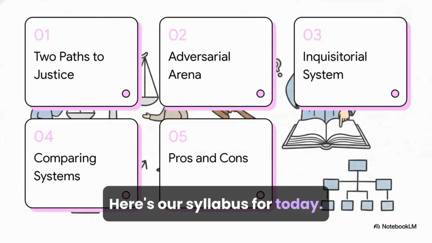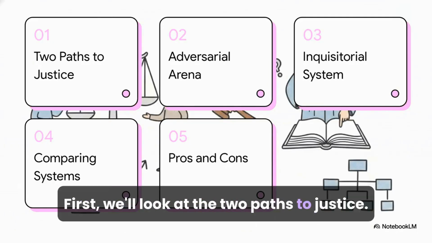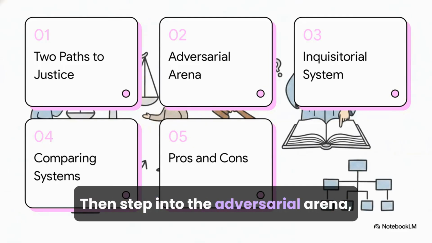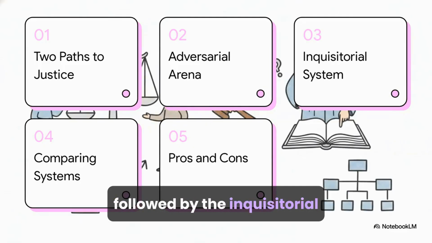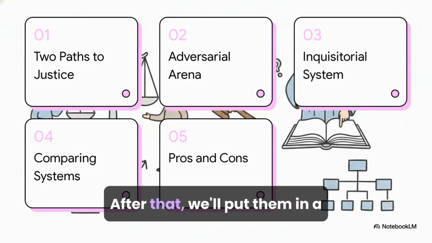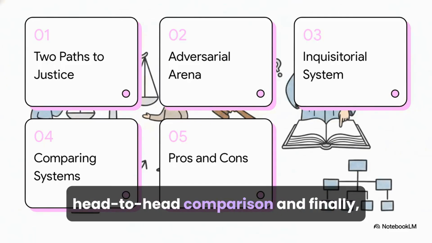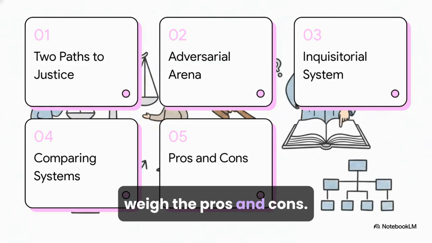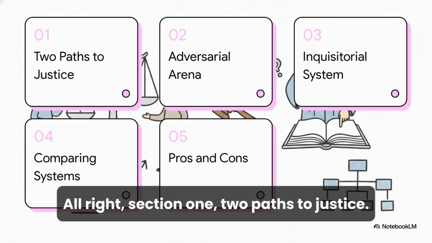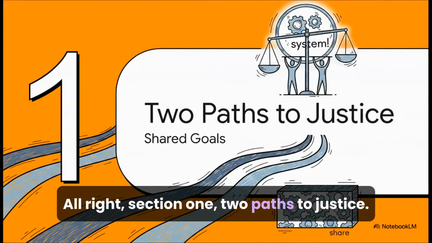Here's our syllabus for today. First, we'll look at the two paths to justice, then step into the adversarial arena, followed by the inquisitorial investigation. After that, we'll put them in a head-to-head comparison, and finally, weigh the pros and cons. Let's get to it. All right, Section 1, Two Paths to Justice.